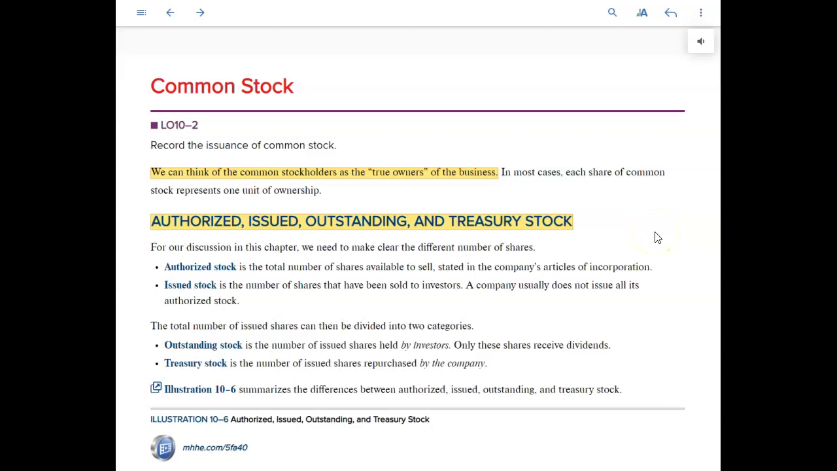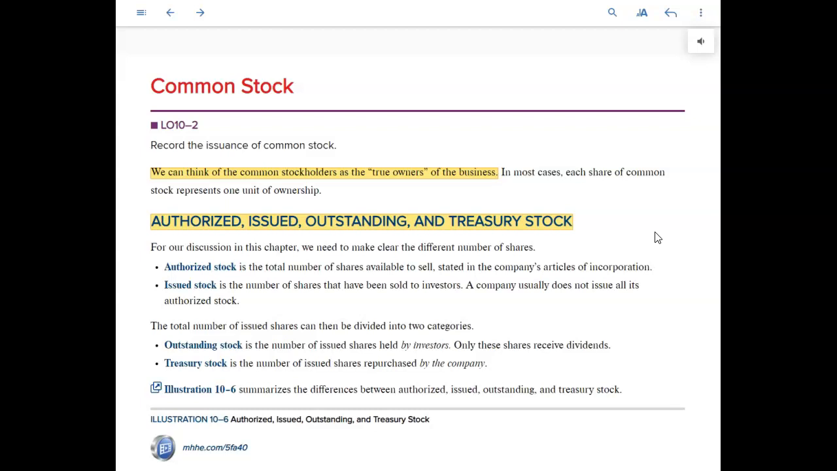Let's talk about common stock. This is the basic stock ownership that must be sold first. We'll get into another kind of stock in just a minute, but this is the basic form of ownership. So the common stockholders are the true owners of the business. When a corporation is formed, the paperwork shows the maximum number of shares that it can sell. Those are the authorized shares. Now the corporation usually doesn't sell all of those, but there is a maximum number that it can sell. The shares that are sold are called issued stock. So once the shares are sold by the corporation to shareholders, those have been issued.